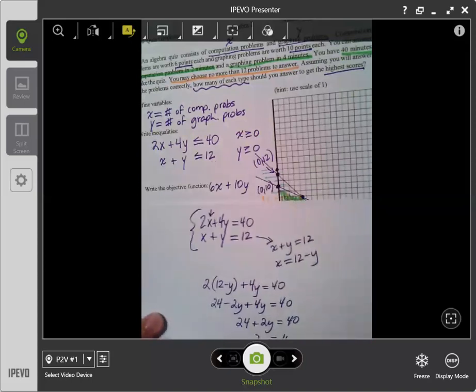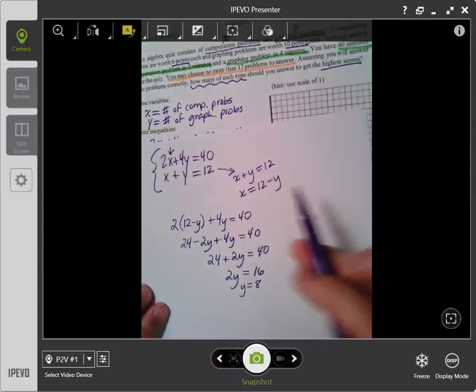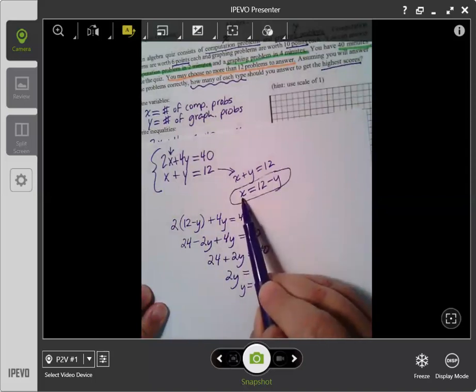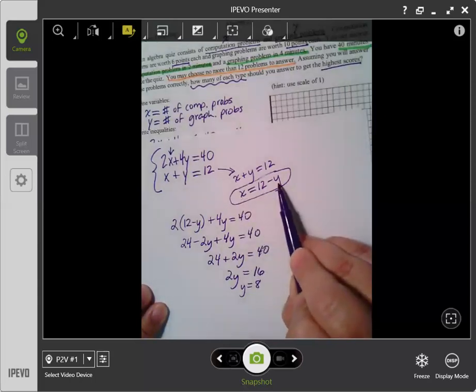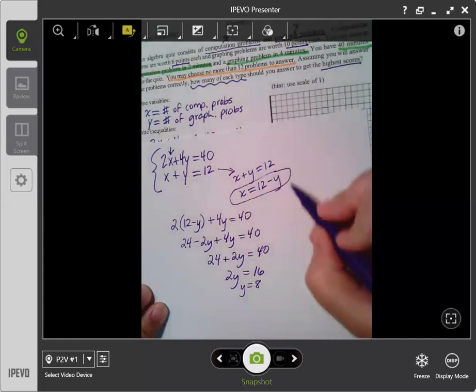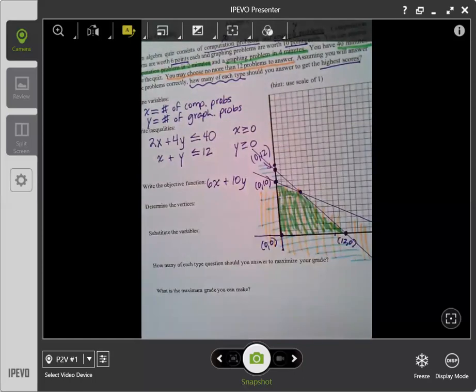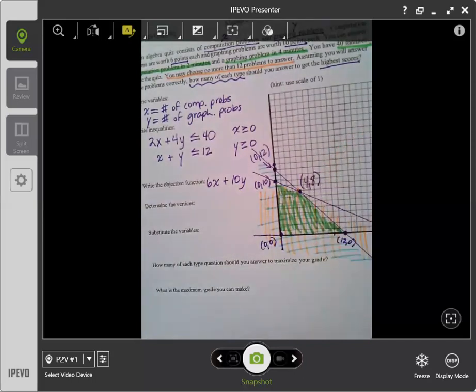Okay, so the y coordinate of this point is 8. Now to find the x coordinate, if we use substitution, we have a very easy place to plug it back in. We have a place where it's just set up to find x. So I take this y and I go up here and I say 12 minus 8 is 4. So x is 4. So this point must be the point 4, 8. And there we have it.